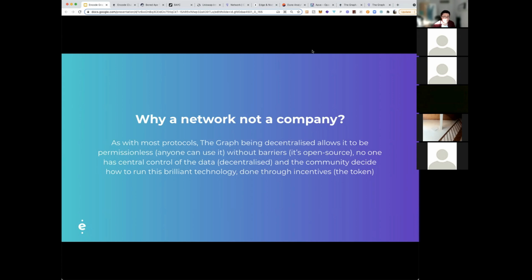But being decentralized also comes with some other general benefits. One, it's permissionless; anyone can use it. You don't have to go to a service provider in order to convince someone to let you use the graph.